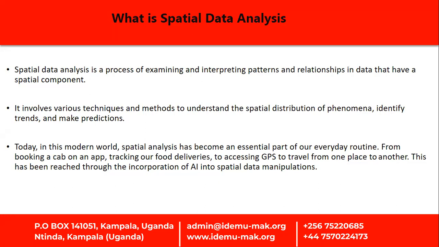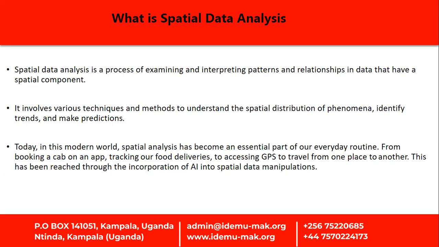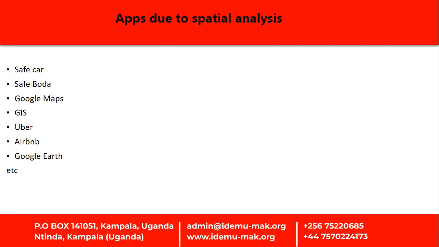For example, in tracking of food deliveries, we can use GPS to travel. We can use apps like Safe Boda, Safe Car, Uber. All those have incorporated AI into spatial data and hence are able to deliver in terms of that. Some of the apps include Safe Car, Safe Boda, Google Maps, Google Earth, Uber, and Airbnb. Airbnb also uses location to show which particular accommodation facilities we could consider.